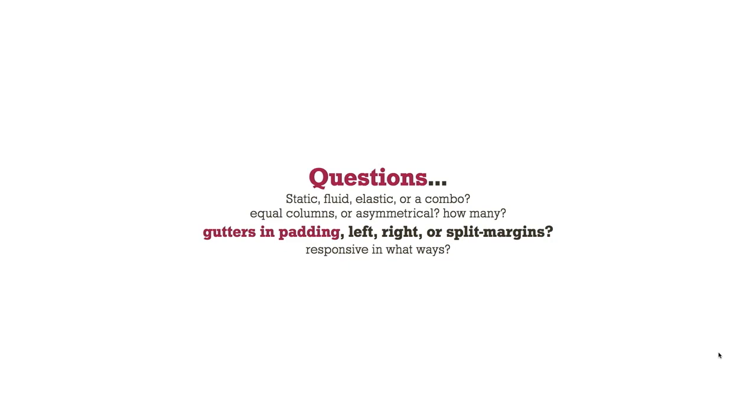And basically it started with answering a lot of questions about what kind of grid do we want? Is it going to be static, fluid, elastic, or some combination? Are we going to have equal columns or asymmetrical columns? How many of them? Where are the gutters, if there are any? If we can move the gutters into padding, that helps. And in what ways is it responsive?